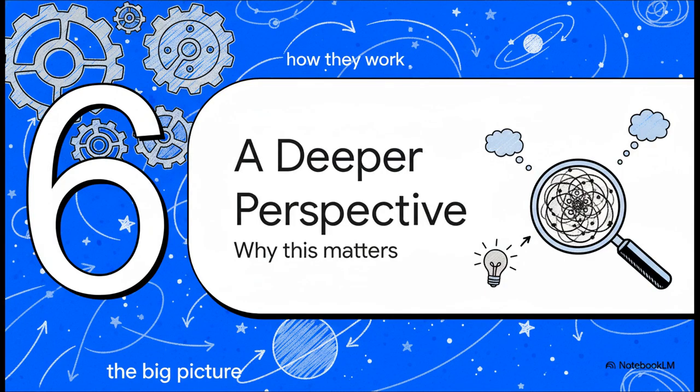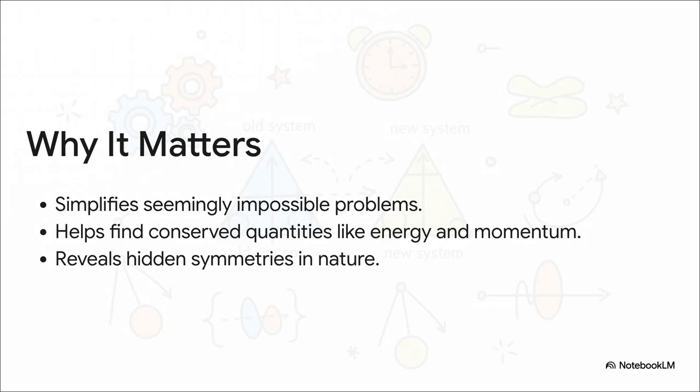So we've seen what these transformations are and how we can test them. But so what? What's the big picture here? Why does this all matter? Let's wrap everything up by zooming out for a deeper perspective. Look, the reason this is so important is because canonical transformations are way more than just a clever math trick. They are a genuinely profound tool. They let us take problems that look absolutely impossible and make them manageable. They are the key to unlocking those conserved quantities we talked about, like energy and momentum. And by doing that, they often reveal these deep, hidden symmetries in the laws of nature, showing us that there's a more fundamental and, honestly, a more beautiful structure to the universe than we first thought.